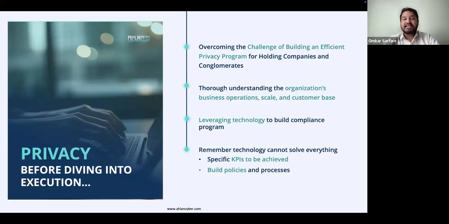So in summary, building a sustainable privacy program requires balancing technological solutions, organizational awareness, KPIs, and, at the end of the day, well-crafted policies. Addressing each of these elements before diving into the execution of the program is very vital. So organizations need to establish a strong foundation that not only meets the current data protection requirements, but also evolves with the evolving regulations that we have.